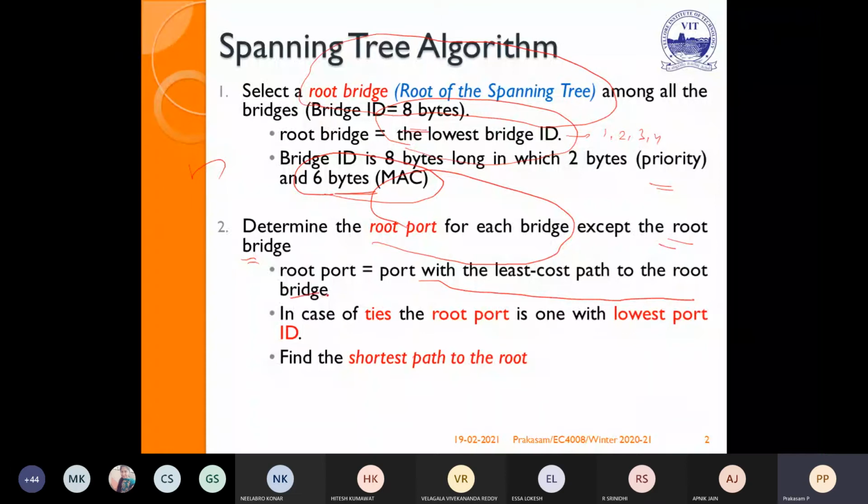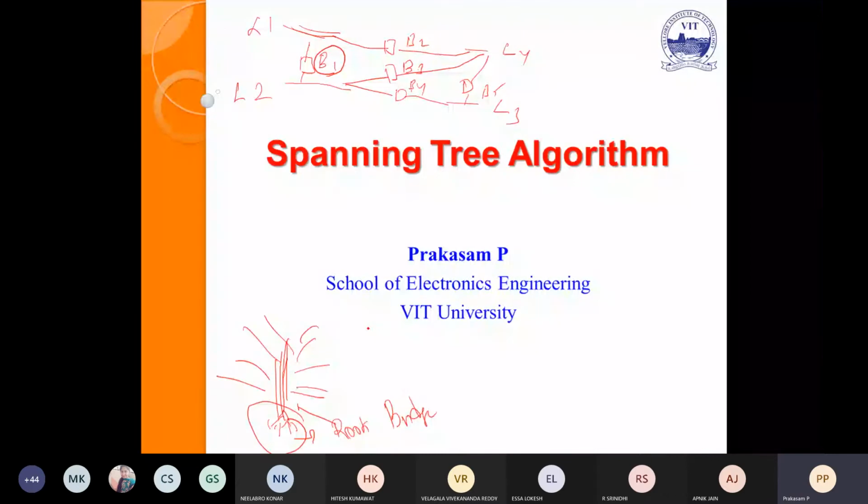How will you find the root port? The port which has the least cost. So you may arrive at a tie situation. For example, from bridge 3, I am calculating cost in this direction, and I am calculating cost in this direction. If both the costs are equal, then how will you select the root port?